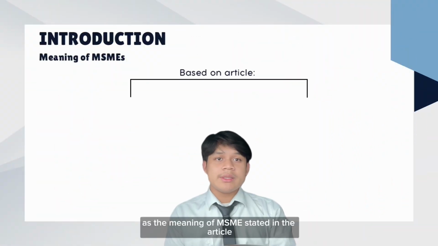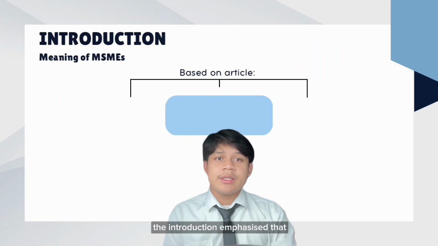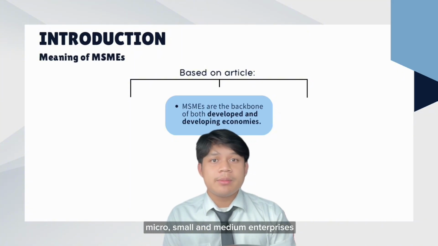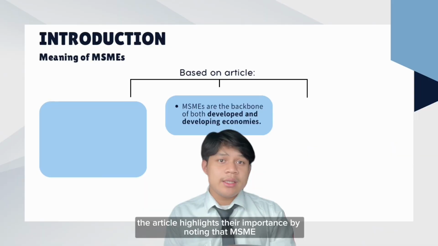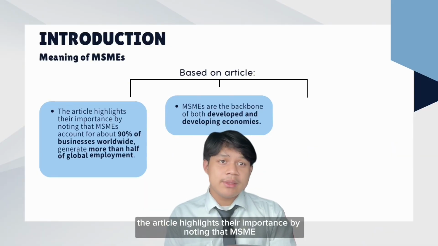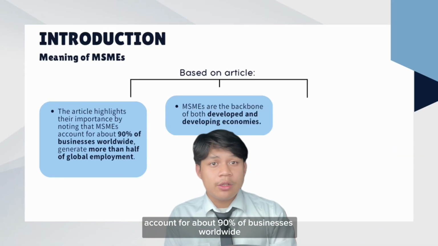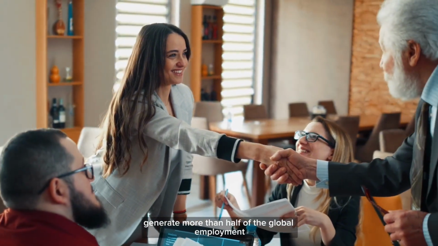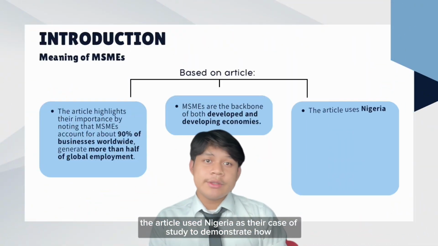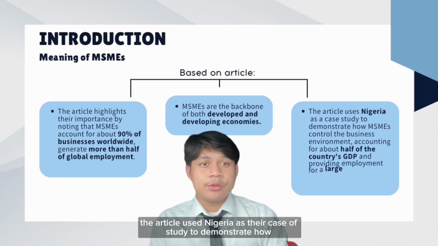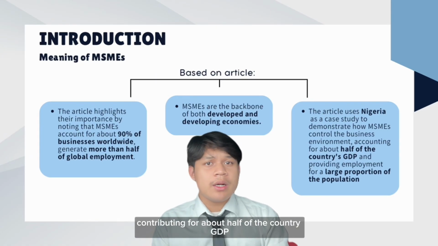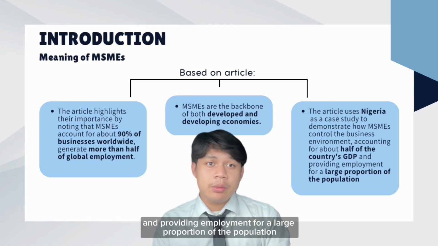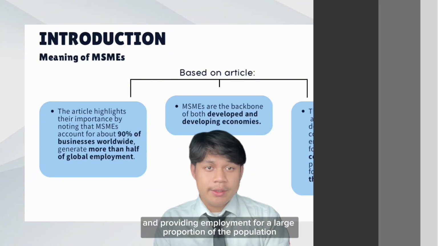As for the meaning of MSME stated in the article, the introduction emphasized that micro, small and medium enterprises are the backbone of both developed and developing economies. The article highlights their importance by noting that MSMEs account for about 90% of businesses worldwide and generate more than half of the global employment. The article used Najihah as its case study to demonstrate how MSMEs control the business environment, contributing about half of the country's GDP and providing employment for a large proportion of the population.